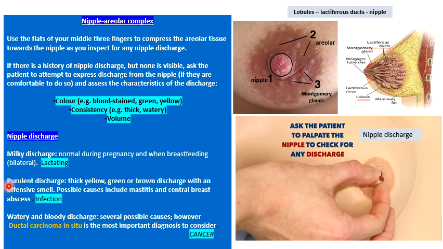It can be purulent, where pus is discharged. This is thick yellow, green or brown discharge with an offensive smell, and the possible causes include mastitis and central breast abscess. So purulent discharge is usually a sign of infection. For watery and bloody discharge, there are several possible causes. However, ductal carcinoma in situ is the most important diagnosis to consider, so cancer. So from the nipple discharge, you may be able to tell whether it is normal, lactating, infection, or cancer.